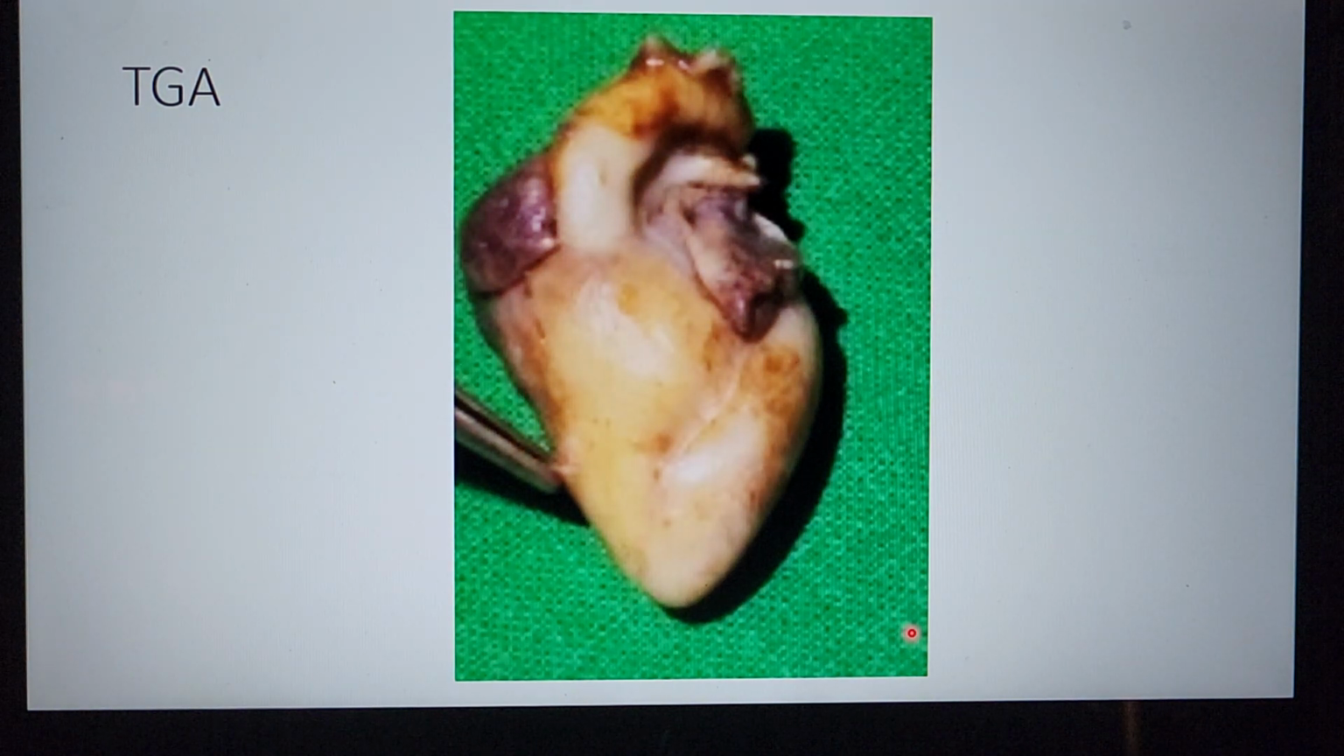So you can see another autopsy specimen where transposition was seen. So that's the aorta coming out from the anterior chamber, and that's the pulmonary artery coming out from the posterior chamber. So this was another fetal heart which also had a TGA.